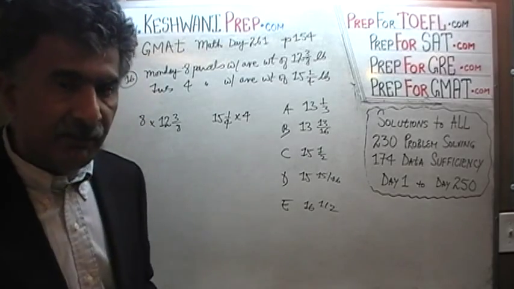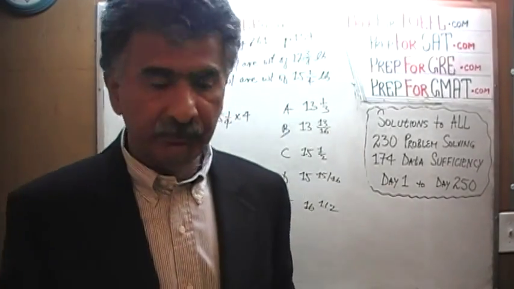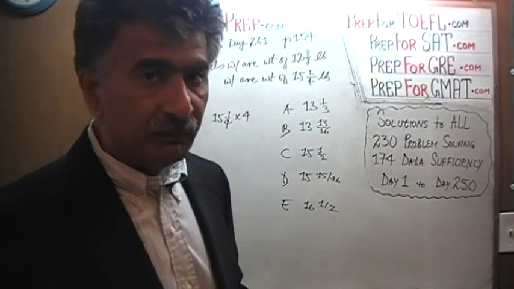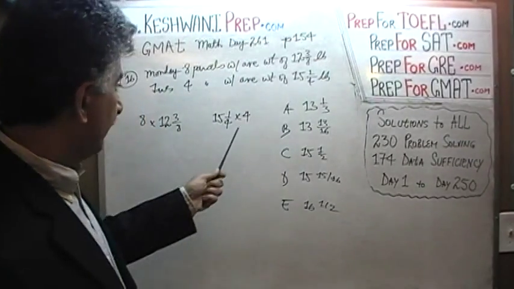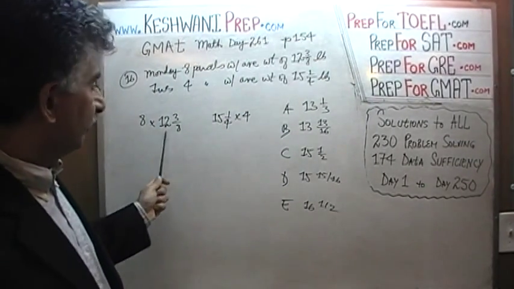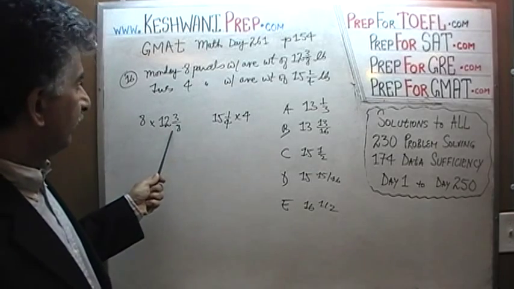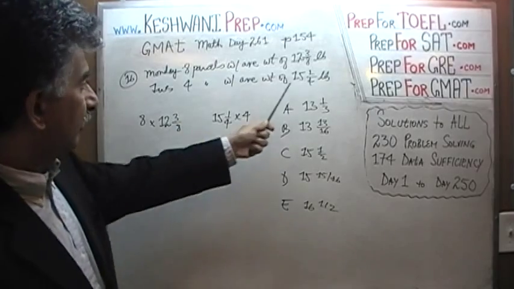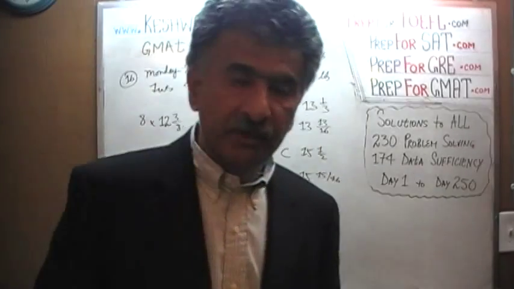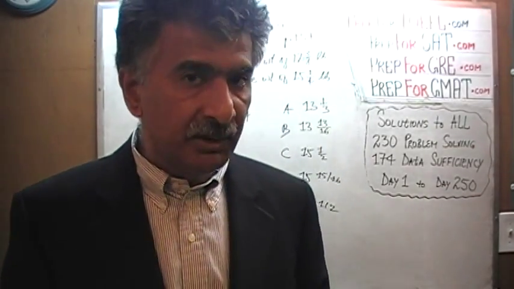When we're taking the average of a whole bunch of numbers, listen to me very carefully. Here we have 12 numbers: 8 of them are 12 and 3/8, and 4 of them are 15 and 1/4. But it doesn't matter whether we have 12 numbers or 12 million numbers.